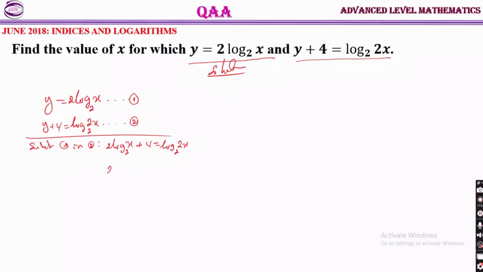I'll end up with 2 log to the base 2 of 2x minus 2. Bringing like terms together, we could end up with log to the base 2 of 2x minus log to the base 2 of x, plus that 2, should be equal to 4. Yes, so log to the base 2 of 2x minus 2 log to the base 2 of x equals 4. From here, we can pretty much do a long division.